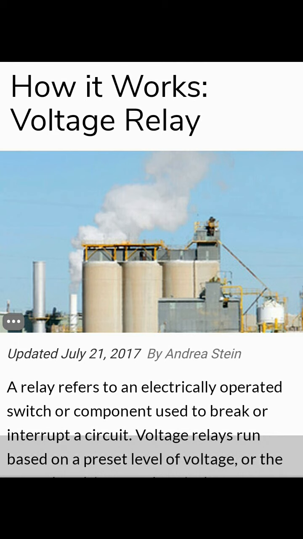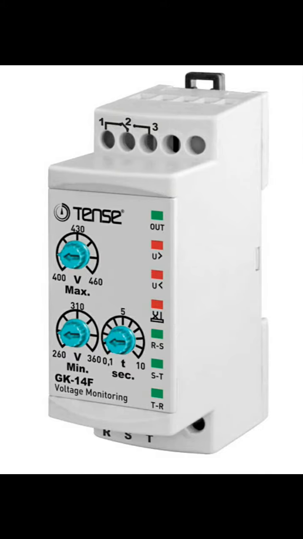How the voltage relay works, we see here. A relay refers to an electrically operated switch or component used to break or interrupt a circuit. Voltage relays run based on a preset level of voltage. This is a sample of a voltage relay, which is used to transfer current from one place to another place.